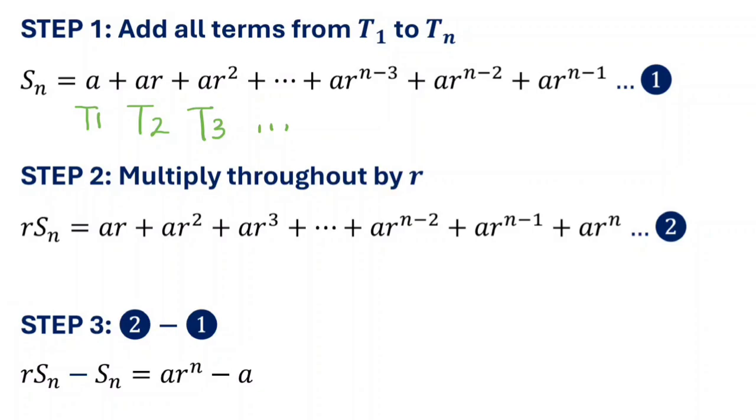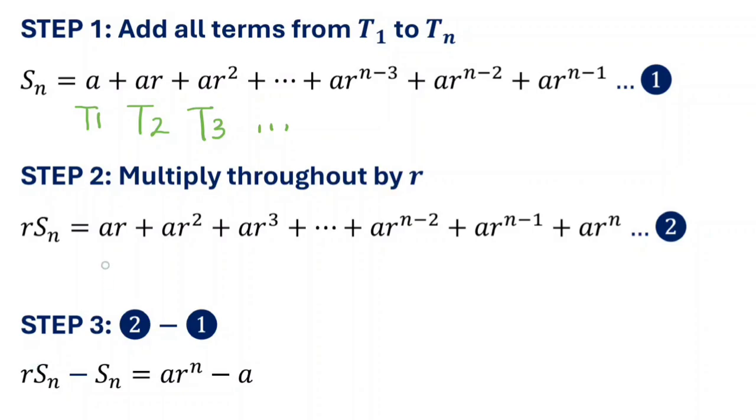The next step depends on which formula you're trying to prove. So remember, for a geometric series, there are two sum formulas. The first one we're going to get is by taking our second equation and subtracting our first equation from it. So we'll have RSn minus Sn, that's on the left.